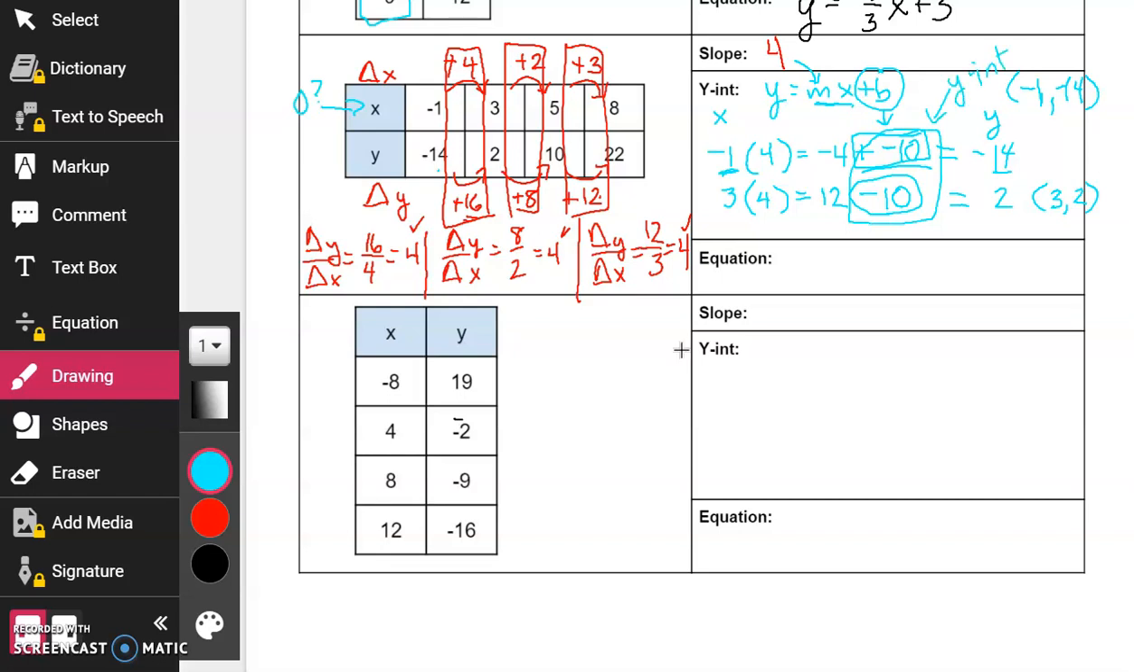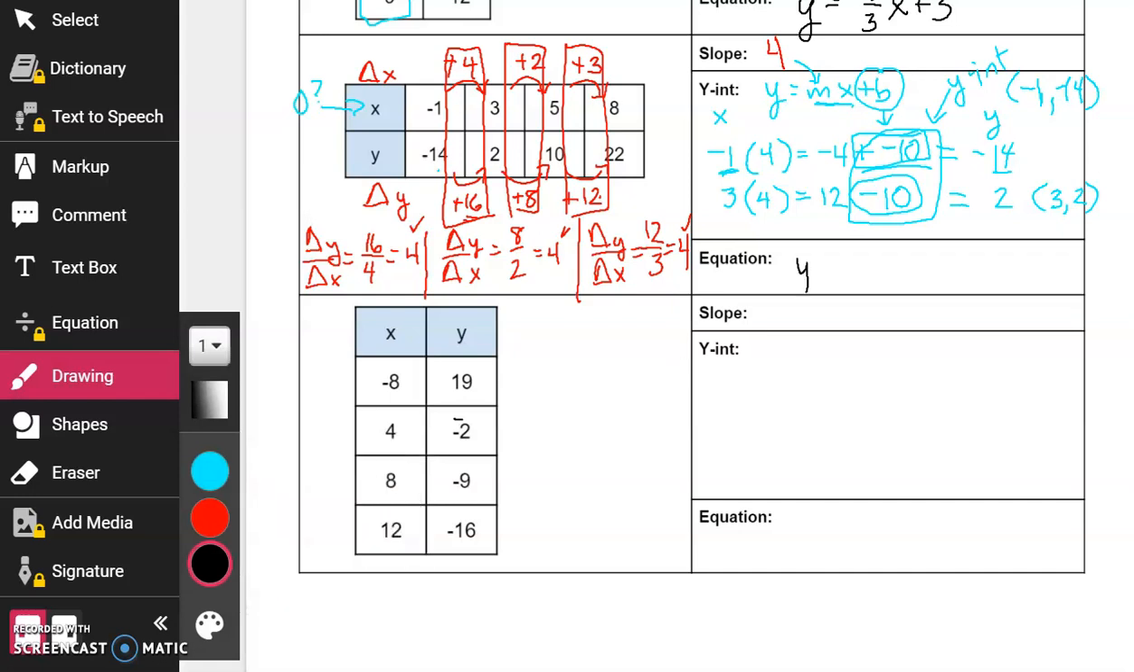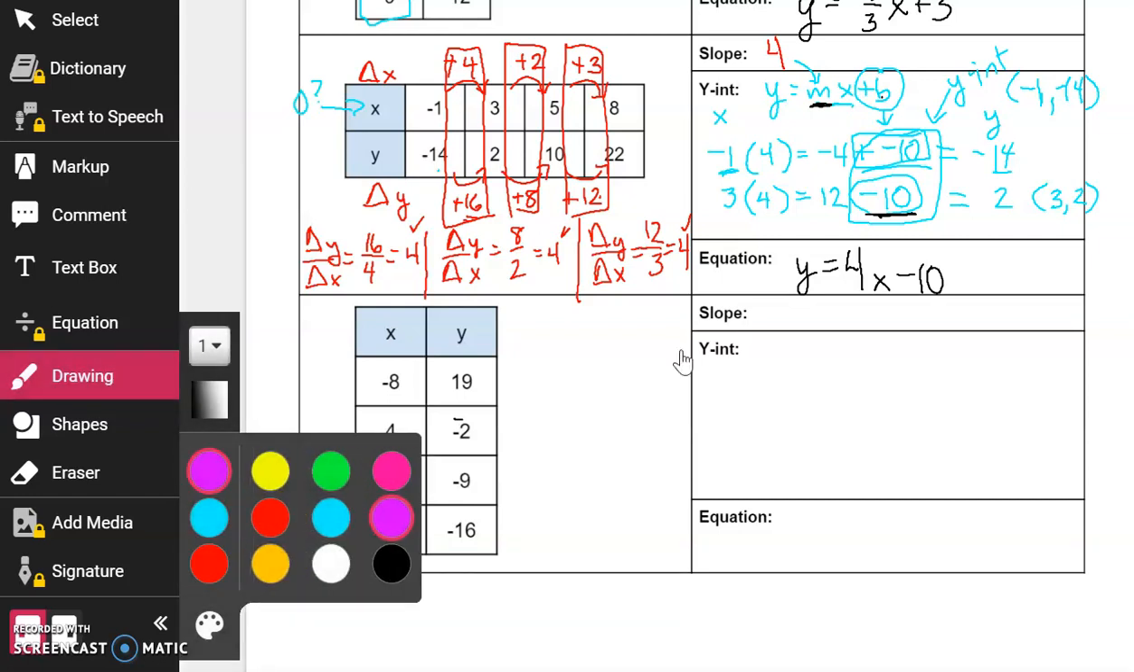Rewind this, pause it, let it soak in a little bit, what we just did there. Once you have the slope and the y-intercept, you can write your equation. y equals slope, so it's 4 times x, plus the y-intercept, so -10. Okay, let's try one more time. I know, guys, I know it's a lot to take in. Your brains are like, whoa.